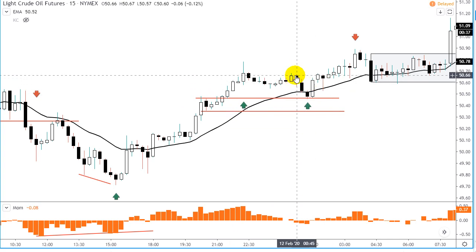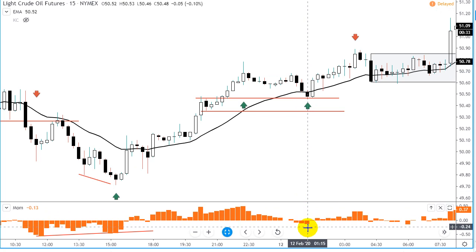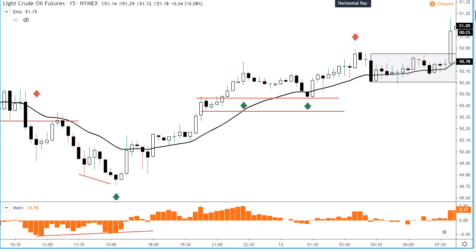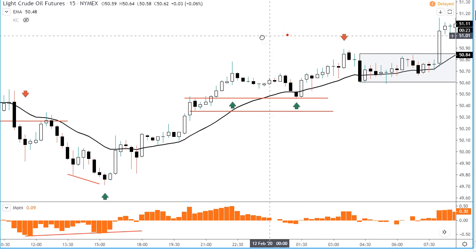Again, however you want to get into the trades, it's up to you. You could certainly use the momentum indicator, which would get you in on this trade, this candlestick right here. You could use, it doesn't matter, just find your own trade entry.